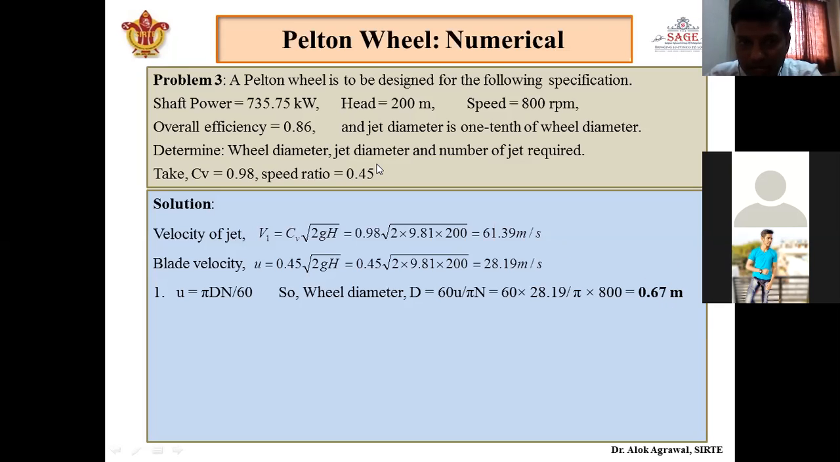Now once we get wheel diameter, jet diameter can be calculated by dividing it by 10. So the second part is very simple. Jet diameter small d is equal to capital D by 10, which is 0.067 meter.